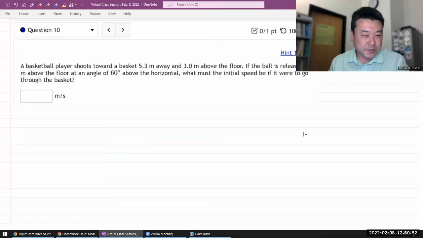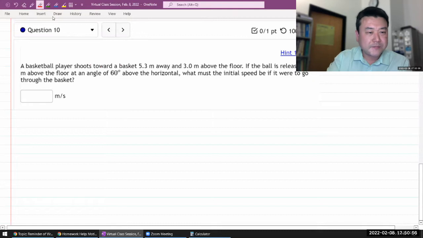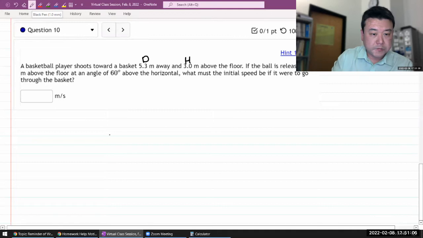So the question says, basketball player shoots towards the basket. Okay, let me start diagramming this. So some distance away and some height above the floor.